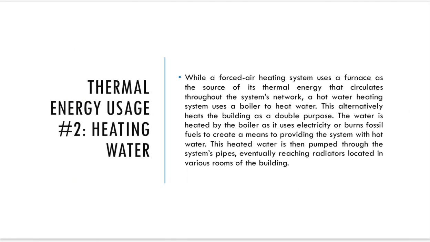While a forced air heating system uses a furnace as a source of its thermal energy that circulates throughout the system's network, a hot water heating system uses a boiler to heat water. The water is heated by the boiler as it uses electricity or burns fossil fuels to provide the system with hot water. This heated water is then pumped through the system's pipes, eventually reaching radiators located in the various rooms of the building.